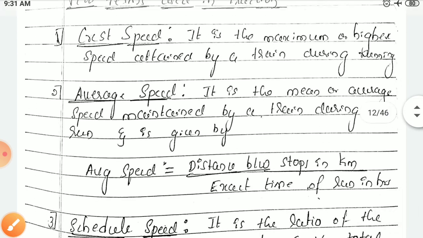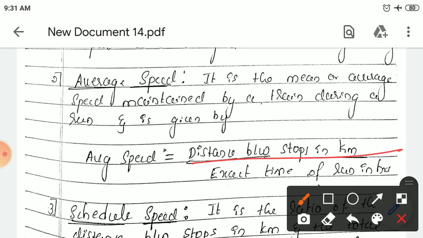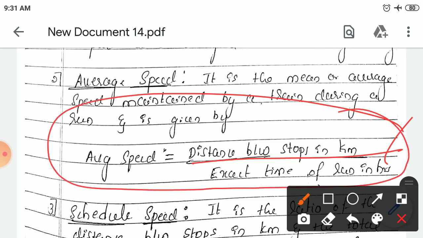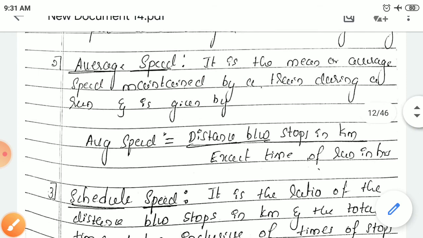Then average speed. It is the mean speed maintained by the train during a run from one station A to B. Average speed is the ratio of the distance between the stops in kilometers divided by the exact time of run in hours. That is called the average speed.